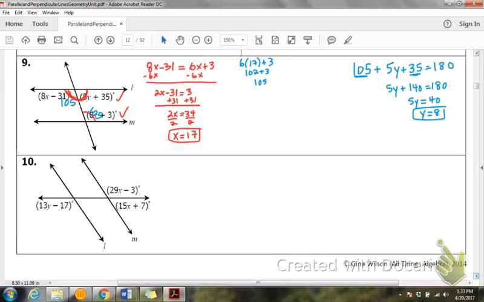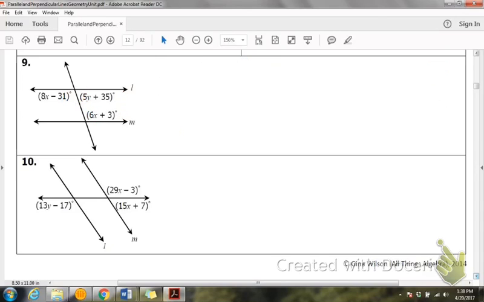Ashley, how you feeling? I don't know what that face means. It's not a disaster. Okay, what about number 10? How are we going to start number 10? Kyle, how are we going to start number 10?